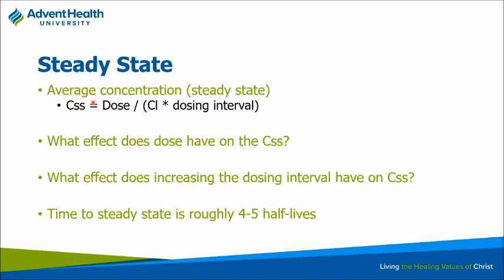I could also do the flip side of that. I could actually give it more frequently. So I give a drug, say, from every 12 to every 6 hours. And that will cause my steady state concentration to do what? It's going to go up, right? These graphs will make a little bit more sense of this in just a minute here. But again, just remember that it's roughly 4 to 5 half-lives to get to that steady state time frame.